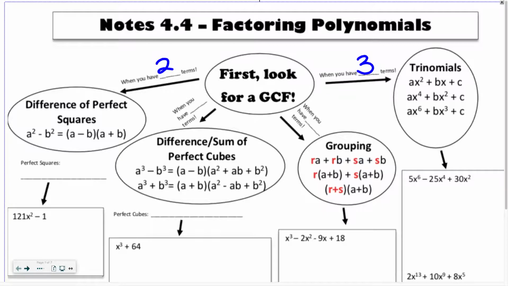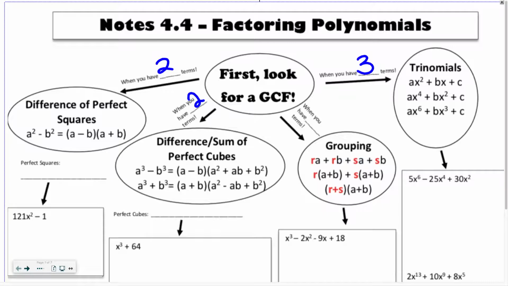How many terms would you have for the difference or the sum of perfect cubes? How many do you have? 2 terms. An a cubed and a b cubed, whether they're being added or subtracted, but you start with 2 terms. So think about this. When you come up to a factoring problem, should I use the difference of perfect squares or the difference of perfect cubes? Well, that depends on what kind of numbers you have. It's not like you'll always know based on the number what type of factoring to use, but it narrows it down. These are options that I have to factor things with 2 terms, if they fit the requirements.